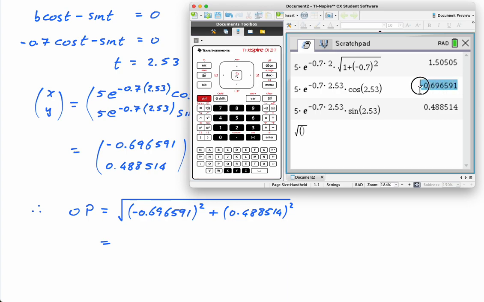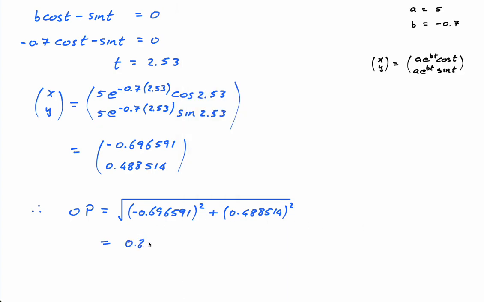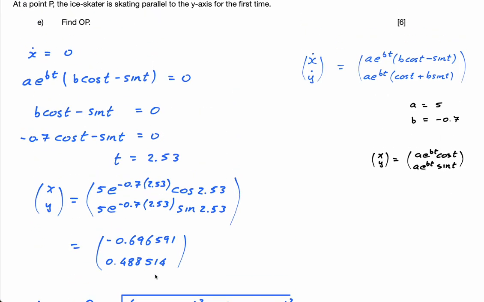and that equals finally the square root of, I'm going to copy and paste again. Okay, it doesn't really matter. Squared plus 0.488514 squared gives me 0.850814. Three significant figures: 0.851. Okay, there we go. That is the length OP.